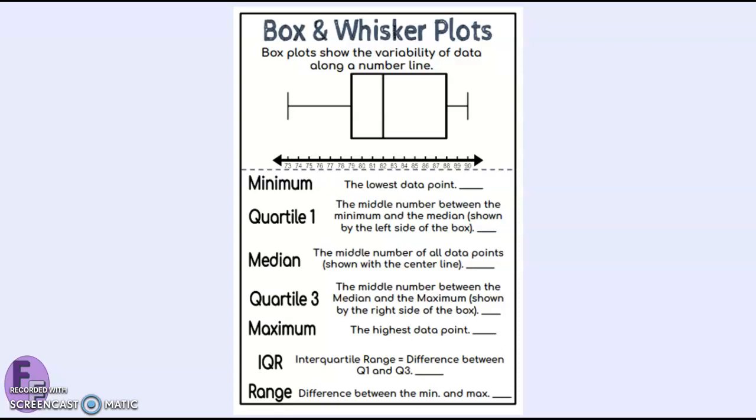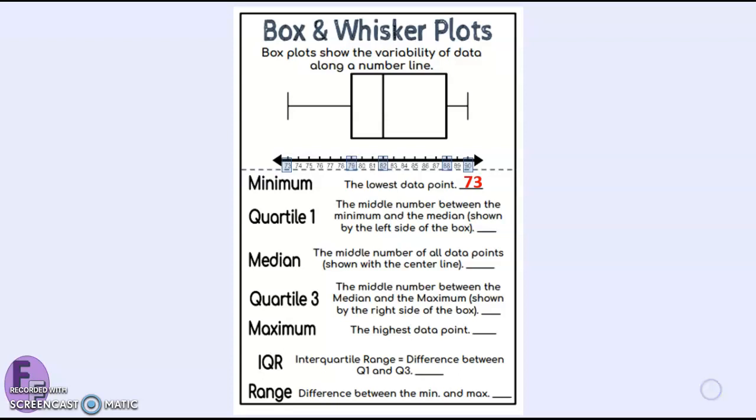The box automatically splits the data up into 25% sections using quartiles. The minimum is the lowest data point. The maximum is the largest. Then you have quartile 1, quartile 3, and the median or quartile 2. So I highlighted the numbers that match up with the box and whisker.